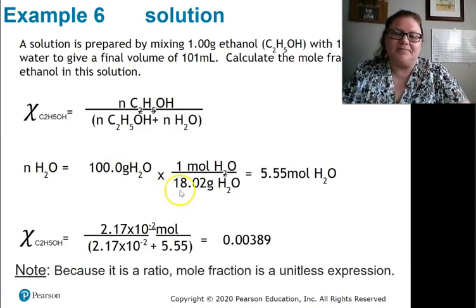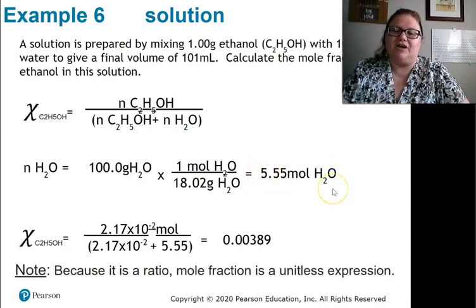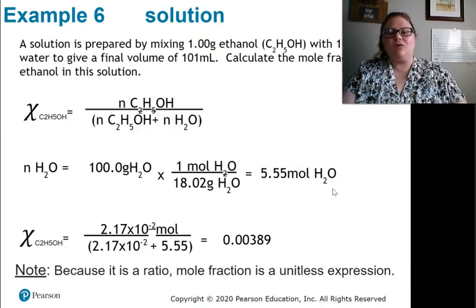To do that, we add up 2 hydrogens and 1 oxygen off the periodic table, and we get 18 grams for every 1 mole. That allows us to get rid of grams and get moles. So how many moles of water do we have? We have 5.55 moles of water. Now we can plug it in.